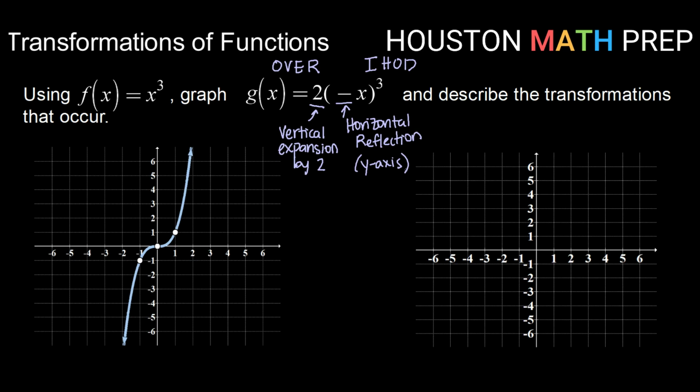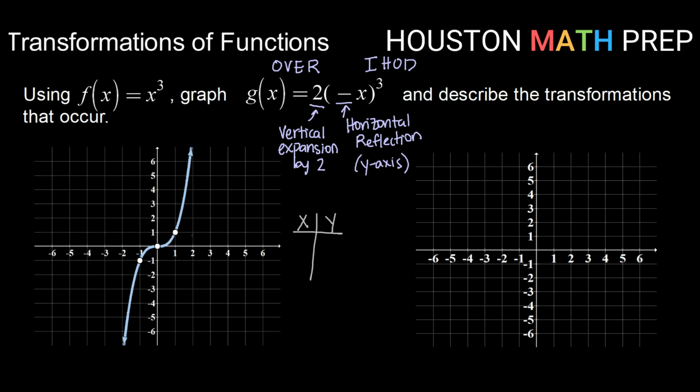Okay, when we have more than one transformation, we need to think about our order of operations. So both of these transformations are due to multiplying. So in this case, it doesn't really matter which one we do first. So I'm just going to go left to right like we normally would do in order of operations. So I'm going to go ahead and first do my vertical expansion by 2.